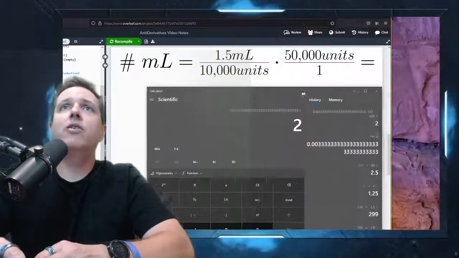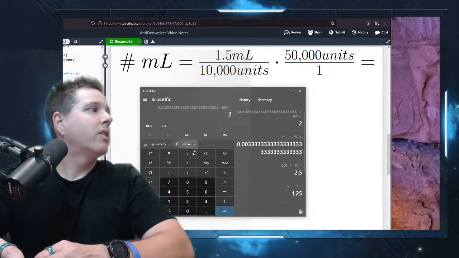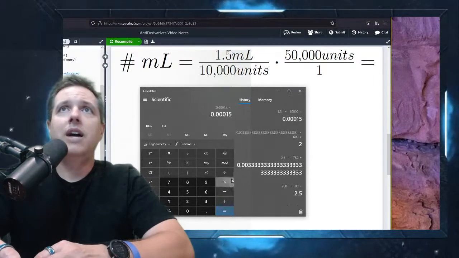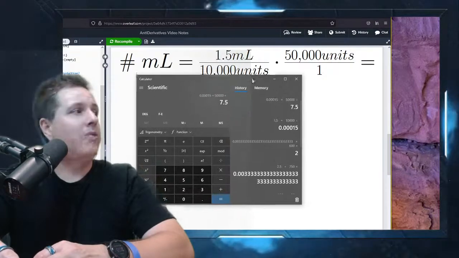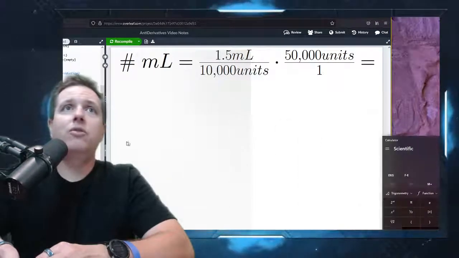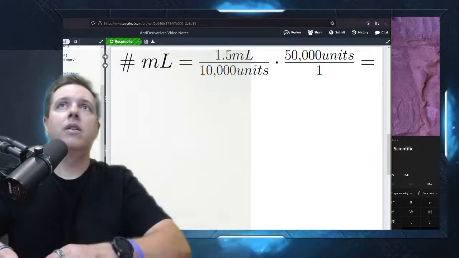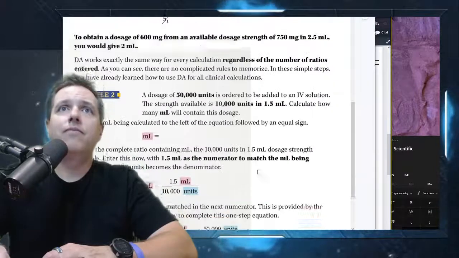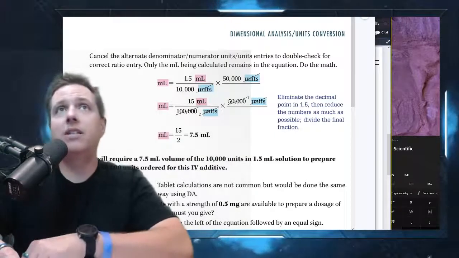Okay, and then now we'll get out the calculator. I'm trying to make sure you can see everything here. So we'll go 1.5 divided by 10,000 times 50,000, and we get 7.5. So our answer should be 7.5 milliliters, if we did that correctly. And let's see. Yep, 7.5 milliliters. And you can see, same setup that we did, right?